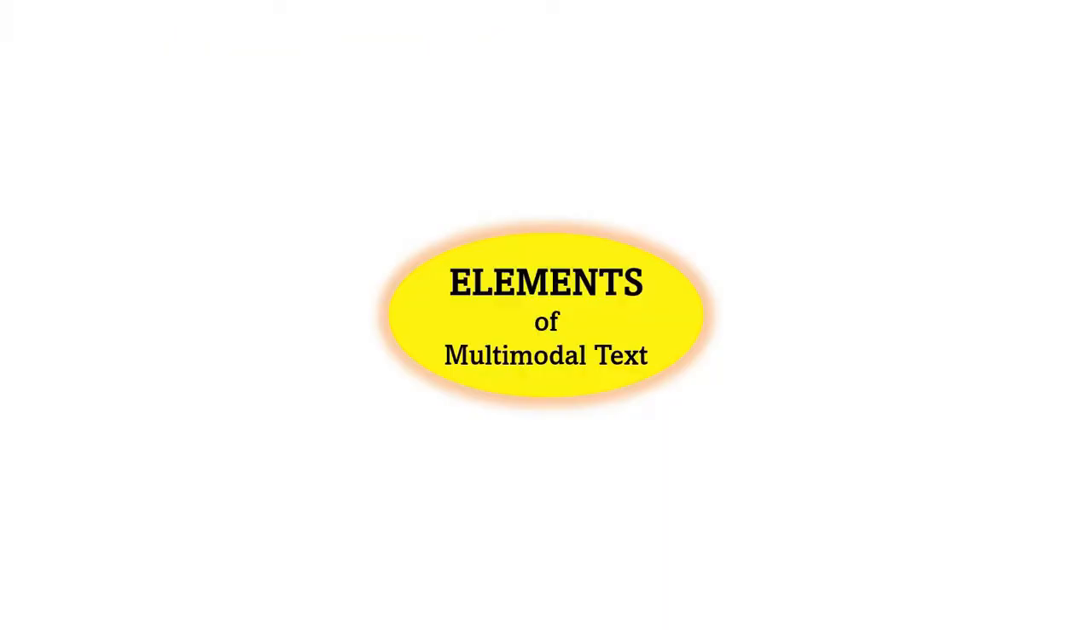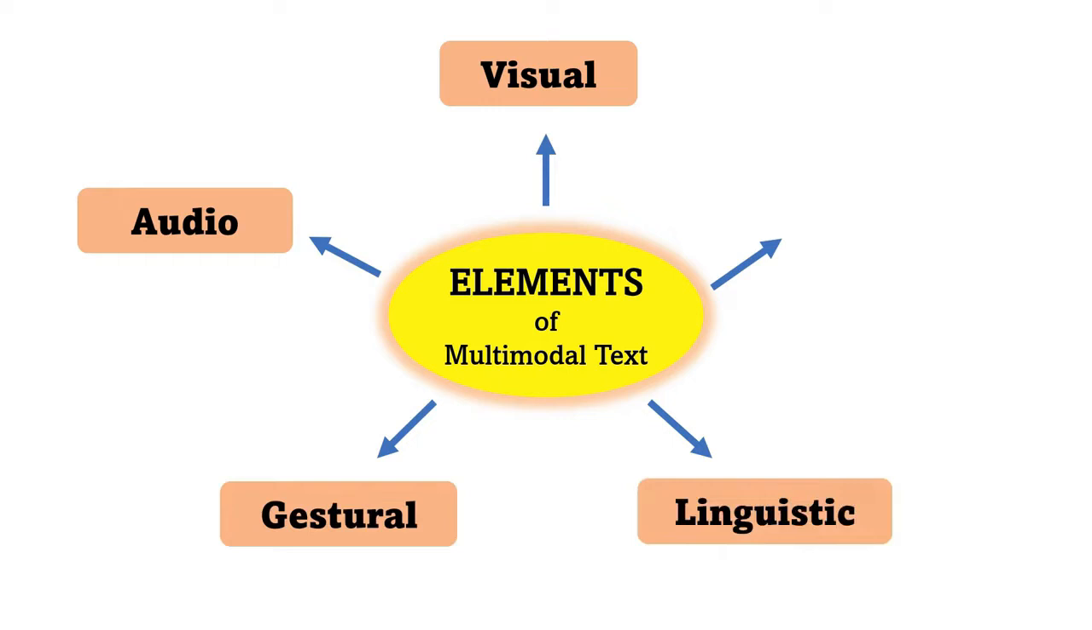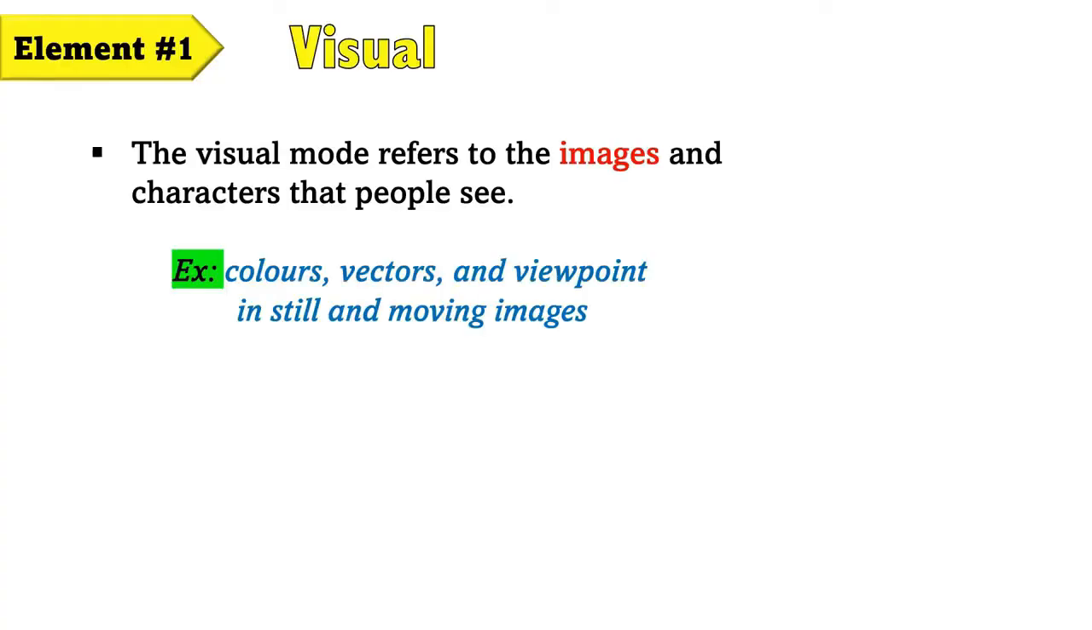Now, let's talk about the elements of multimodal text. Remember that a text may be defined as multimodal when it combines 2 or more elements, such as visual, audio or oral, gestural, linguistic, and spatial. Visual. The visual mode refers to the images and characters that people see, examples of which are color, vectors, and viewpoint in still and moving images.